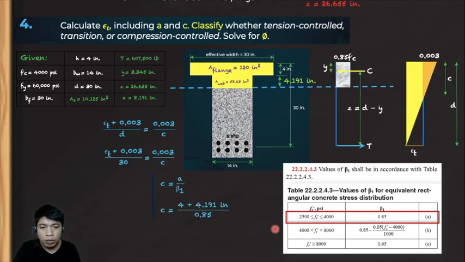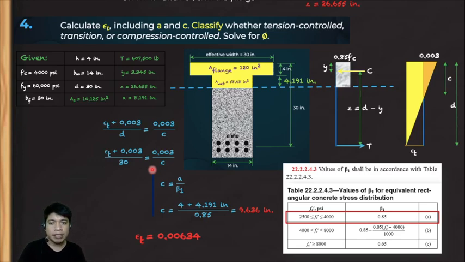C is equal to, again, our a is 8.191, or that is 4 plus 4.191, divided by 0.85. So our value of C is 9.636. So now, if we substitute this value of C in our equation, we can compute for the tension strain, and that is equal to 0.00634. Okay, so that is the value of our tension strain.